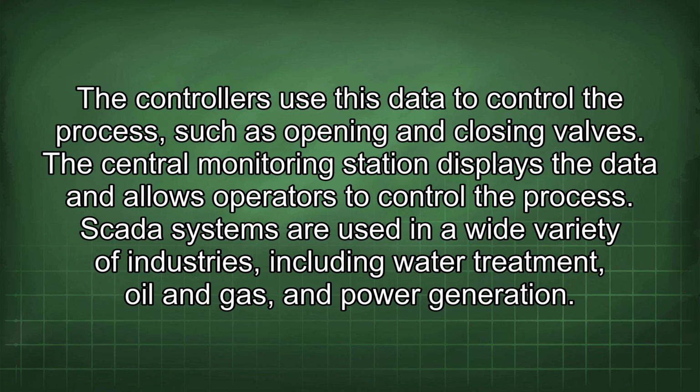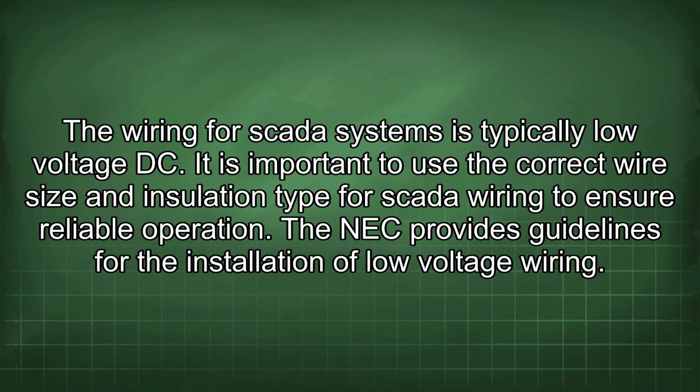SCADA systems are used in a wide variety of industries, including water treatment, oil and gas, and power generation. The wiring for SCADA systems is typically low voltage DC. It is important to use the correct wire size and insulation type for SCADA wiring to ensure reliable operation. The NEC provides guidelines for the installation of low voltage wiring.